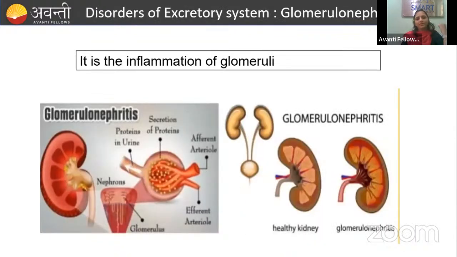Here you can see the different sizes of the kidney stones that are removed. Fine. So let us go to glomerulonephritis. Glomerulonephritis is nothing but the inflammation of the glomeruli. So here you can see this is a healthy kidney.